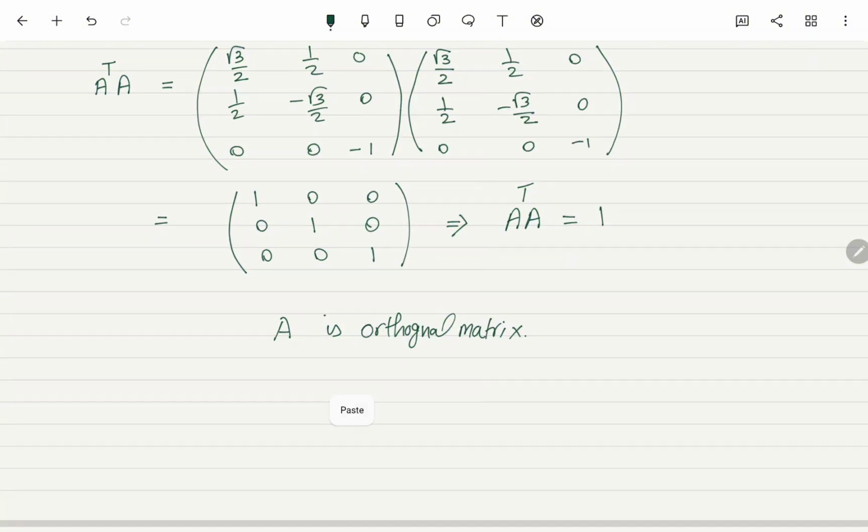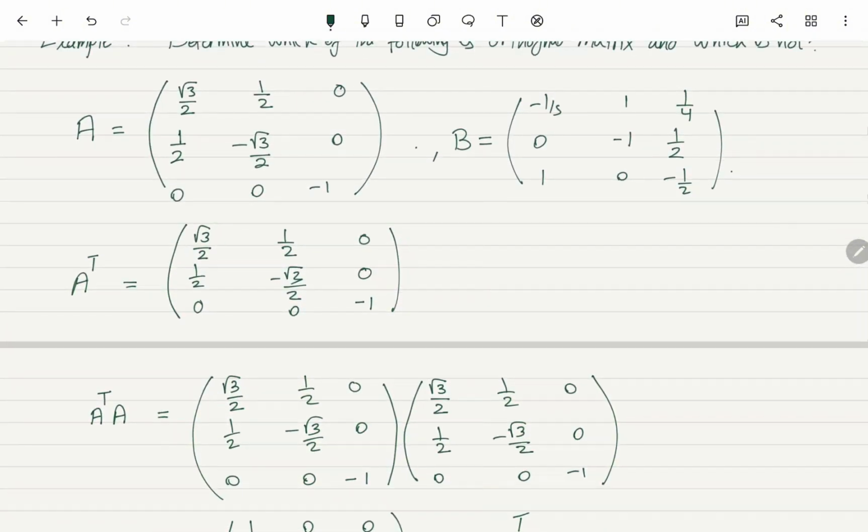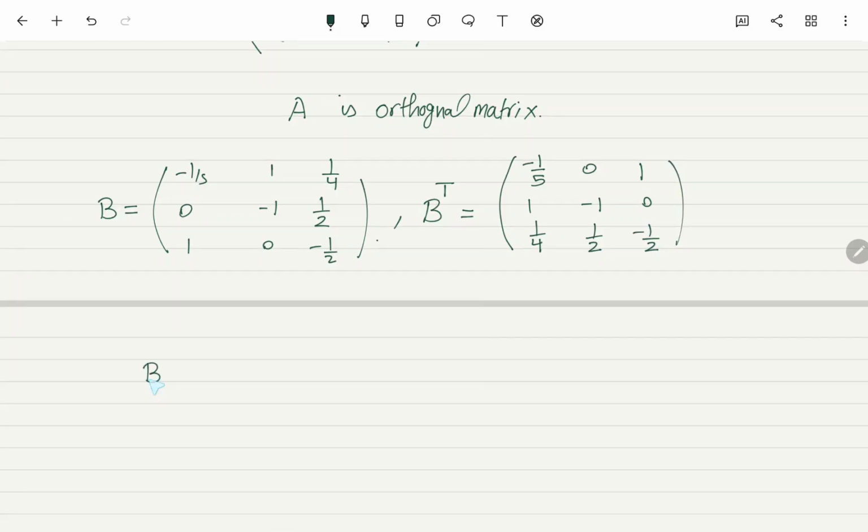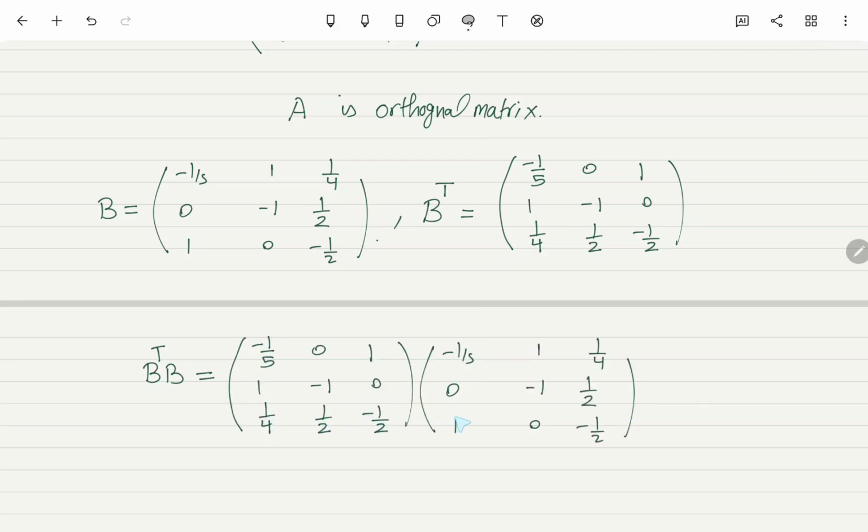Now let's double check the matrix B, this one here. So let's find B transpose, same procedure as before. So it's equal to minus 1 over 5, 0, 1, 1, minus 1, 0, 1 over 4, 1 over 2, minus 1 over 2. Now B transpose B equal to, let's just move this one here. So this is B transpose and this is B.